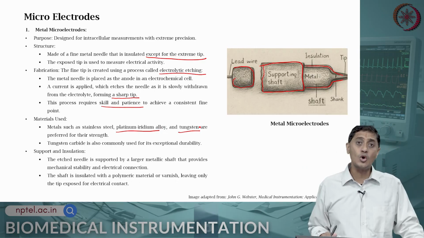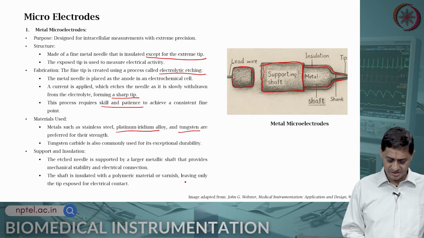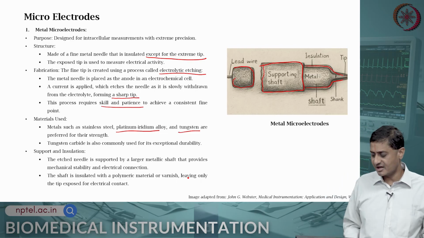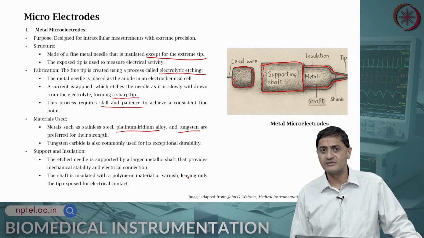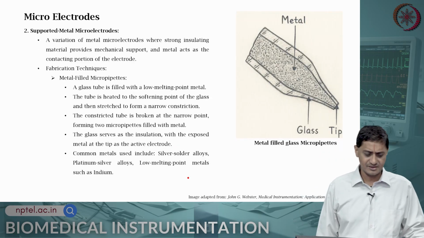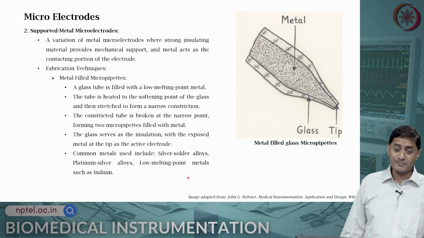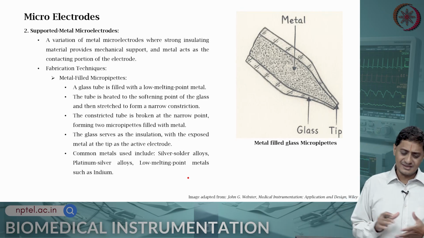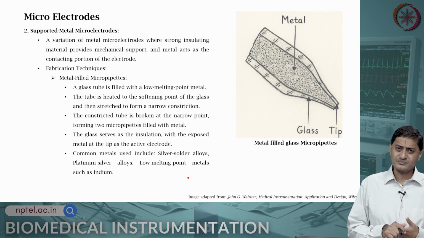You just coat it with varnish, paint it, coat it with varnish, leaving only the tip that is exposed for electrical contact. So, again this picture I have taken and adapted from the famous Webster book. Then I have supported metal microelectrodes. In this case, it is not the metal that is directly there.